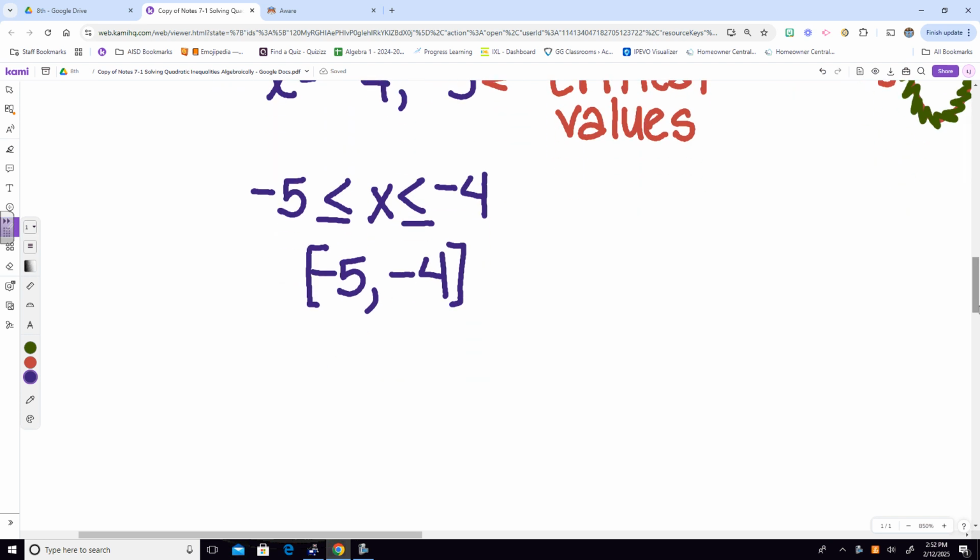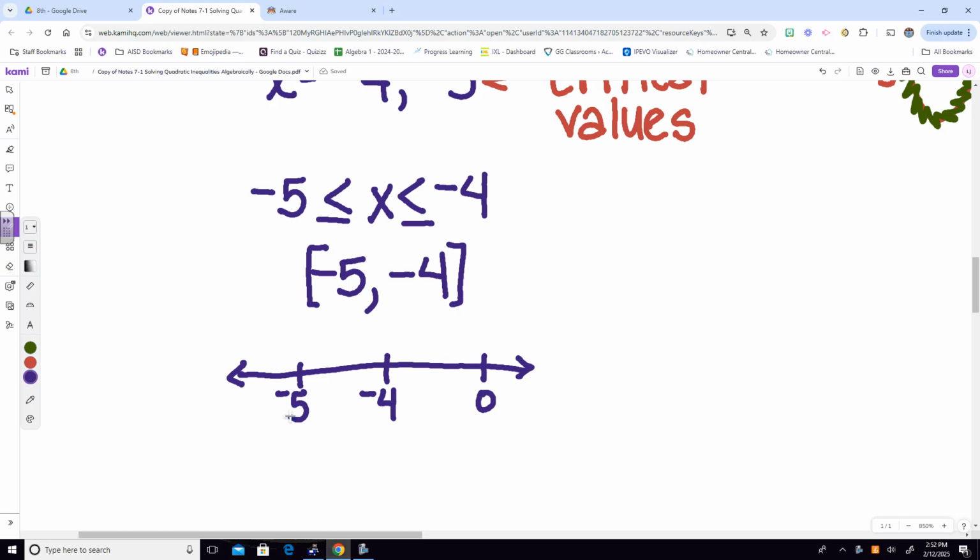Then you can write your solution as a graph. I don't need a fancy graph. I don't need all the little hashtags between the values. I don't even need for them to be proportional. I just need to know where the -4 and -5 go. And they should go to the left of 0.